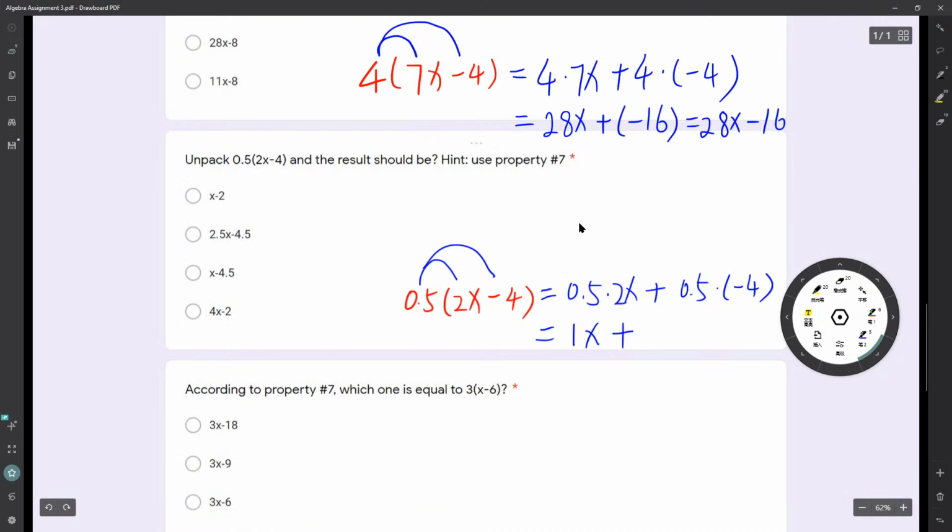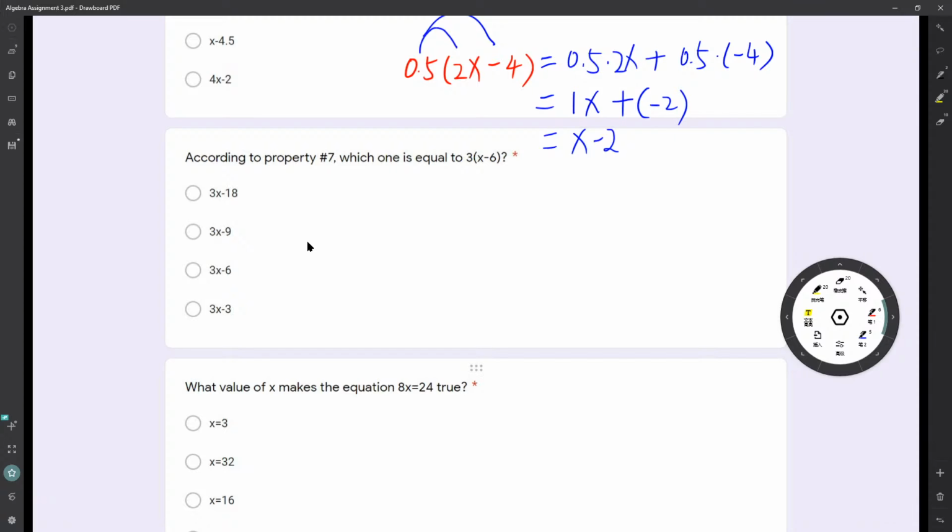So plus negative 2. And then we can further simplify this. 1x we can just write as x, and plus negative 2 we can write as subtract 2. So this is going to be x subtract 2, and our answer is x subtract 2.